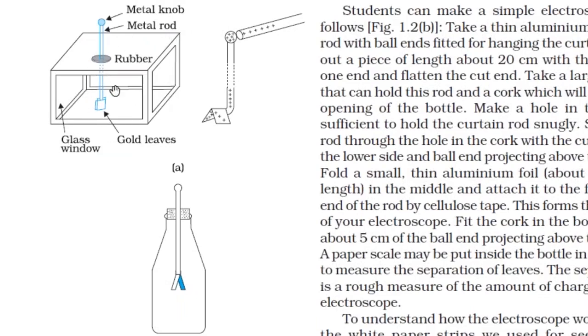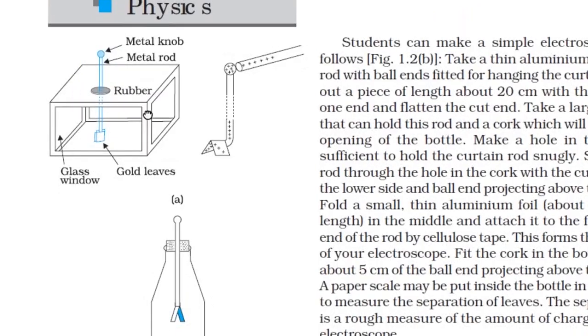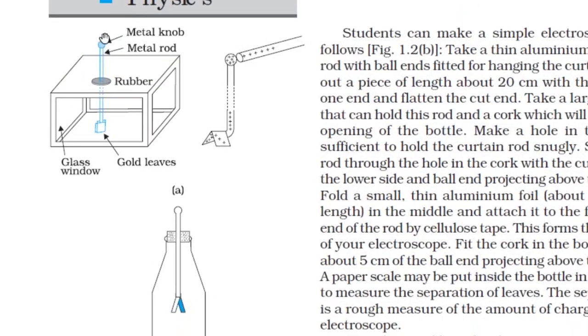What it does is show the presence of charge. If we bring one body near this metal knob, we can get an idea whether the knob is charged or not. Sometimes there are other arrangements through which we can know the nature of the charge, whether it is positive or negative. So this is a simple electroscope with a box, a metal rod and a metal knob on top. Metal means it can pass the charges from one point to another.